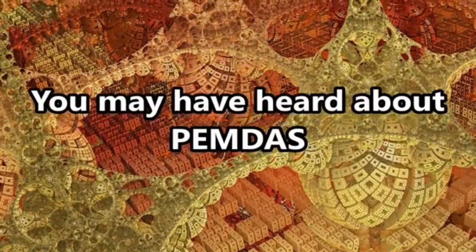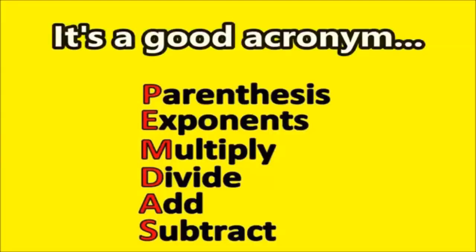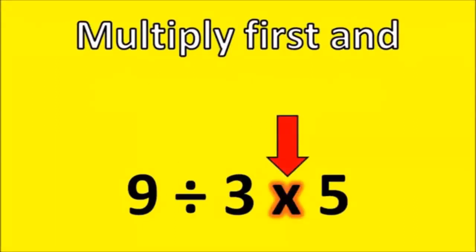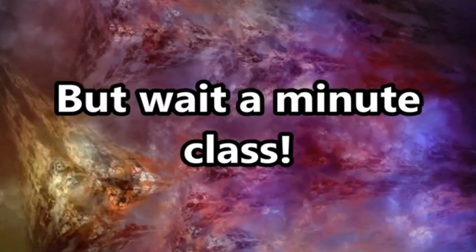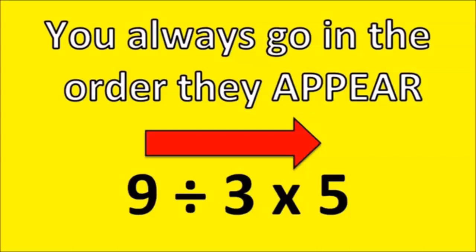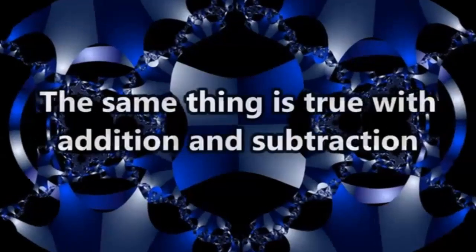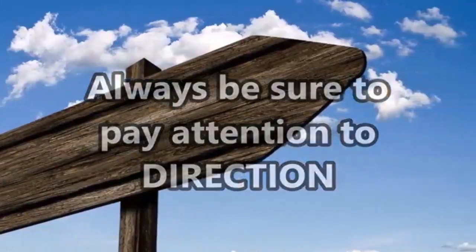You may have heard about PEMDAS. It's a good acronym, but not so fast. It makes it seem like you always have to multiply first and divide last. But wait a minute, class, you always go in the order they appear, from left to right, just to make things clear. The same thing is true with addition and subtraction. Always be sure to pay attention to direction.